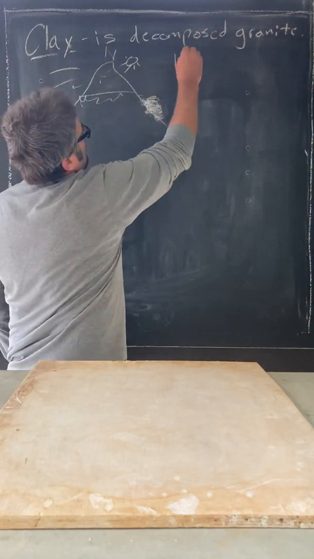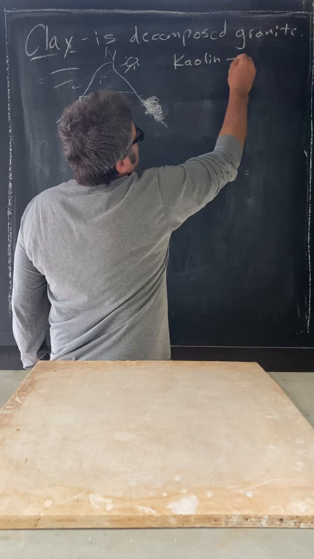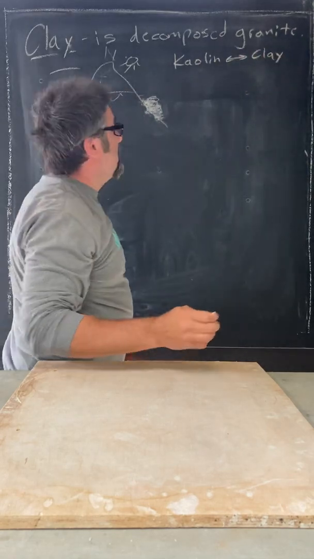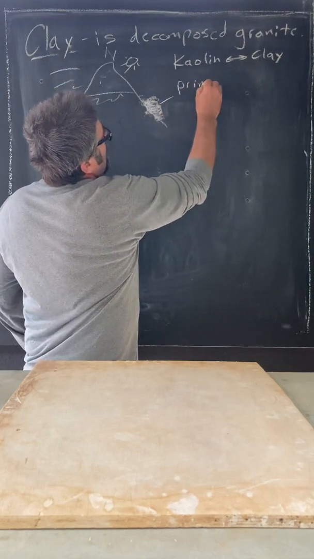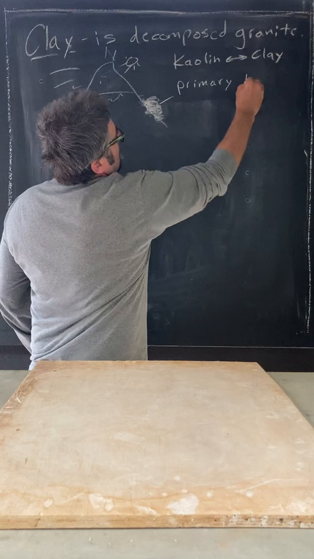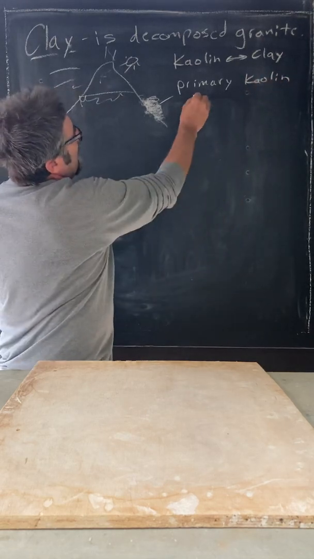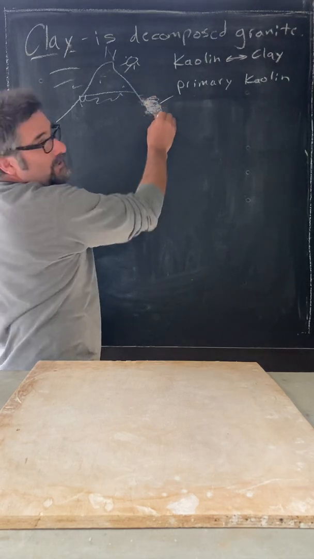All right, so this word kaolin is a synonym for clay for our purposes in beginning ceramics. So this material right here is called primary kaolin, or first kaolin, and it has in it only what was in this granite. It doesn't have any impurities.